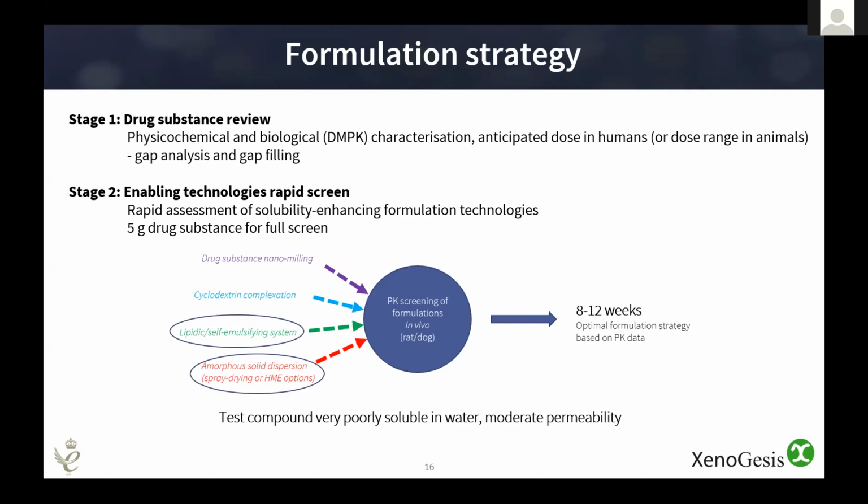And we screened these in rat. And we did it very quickly and with not much compound. So for the whole process, we only needed 5 grams of compound for all these different formulations.